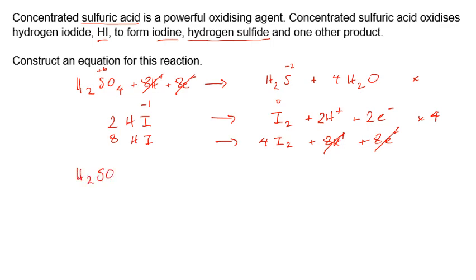So we've got our sulfuric acid, and we've got our 8 hydrogen iodides, and that goes to 4 iodine, our hydrogen sulfide, and our 4 waters. And there you have the answer. I hope that helps.